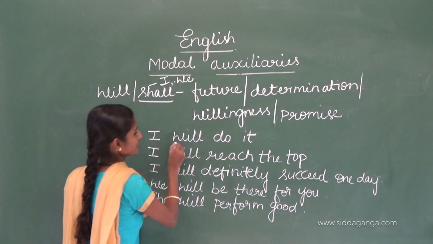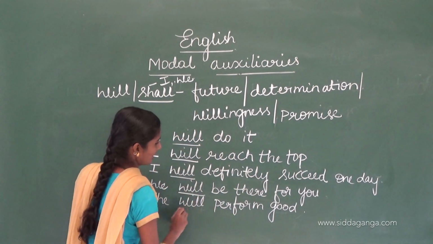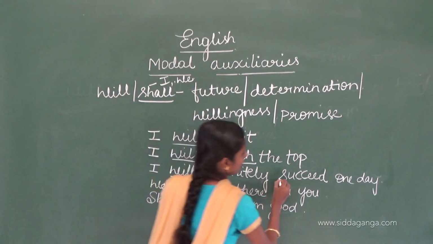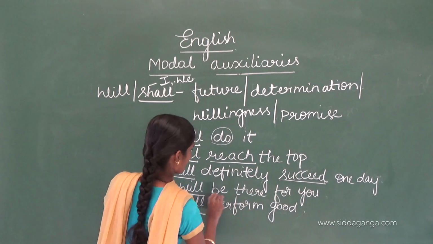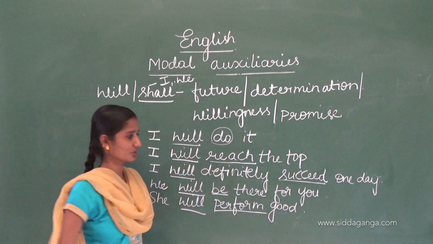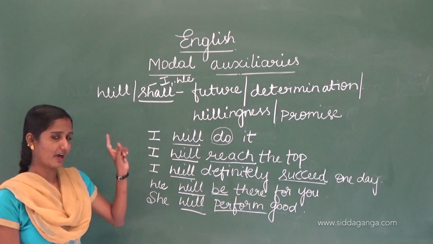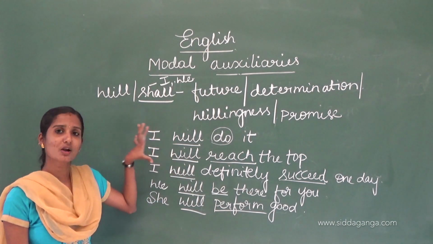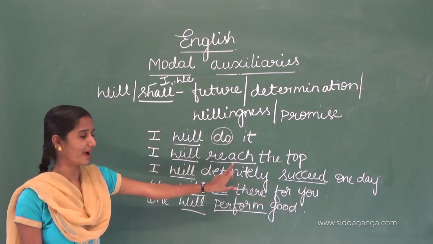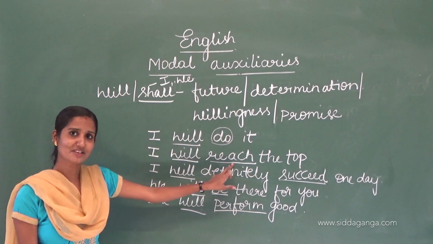So right after will, what I have used? I have used the main verb. All these main verbs are in the present form. Be is also in the present form. That is the first form of the verb. Perform is also the first form of the verb. So I have told you, these modal verbs are always helping verbs. They will be followed by the present form of the verb.